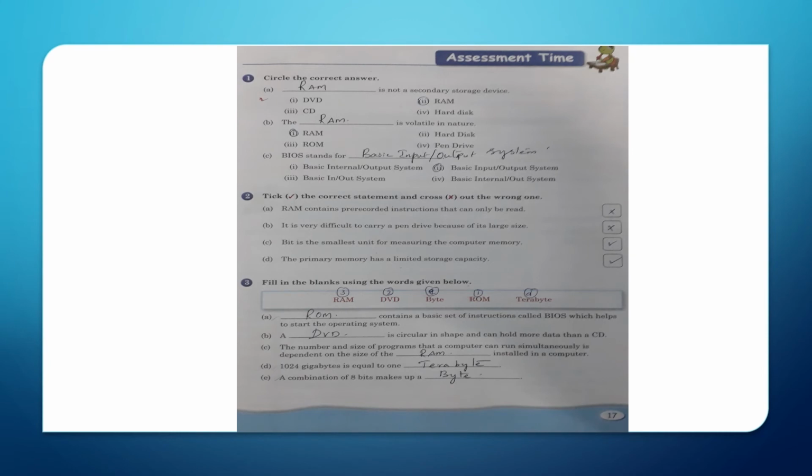Children, we have discussed the computer memory. Now we will discuss the questions and answers given in assessment time. Question number 1. Circle the correct answer. Which is not a secondary storage device? DVD, RAM, CD, hard disk. DVD, CD and hard disk, these three are secondary storage devices. Here RAM is the answer, it is not a secondary storage device.